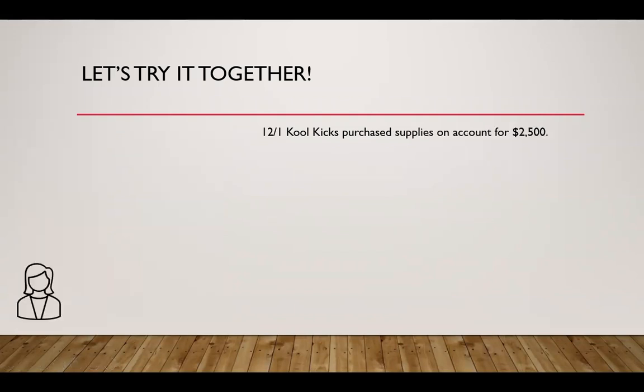In this one, Cool Kicks purchased supplies on account for $2,500. So we have a new term here, and that new term is on account. Whenever you see the words on account or on credit, it means either an account's receivable or an account's payable, depending on who's the buyer or who's the seller. So if we are purchasing something on account, then we are promising to pay cash for that item later on at some point in the future.